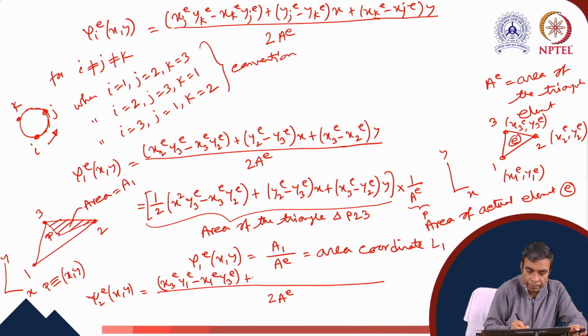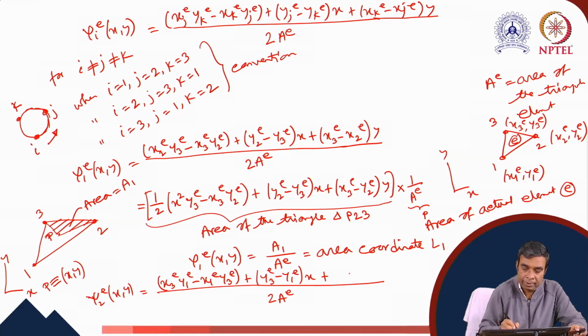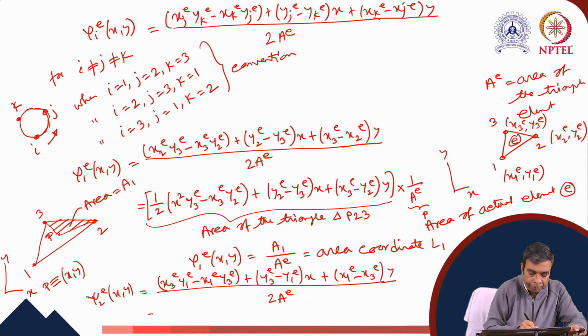y3e plus it is yj minus yk. So y3e minus y1e into x plus xke minus xje. So this is x1e minus x3e into y. So this ratio is A2 divided by AE. So we define this area coordinate as L2.